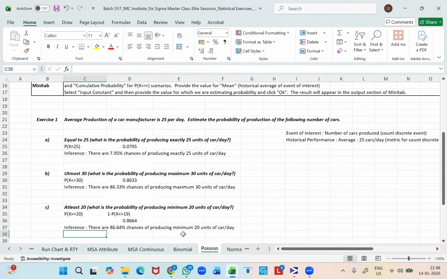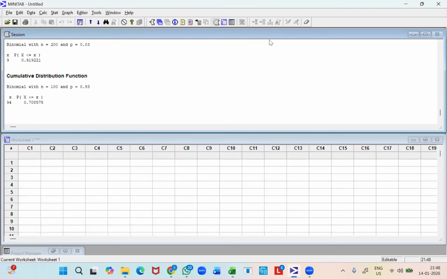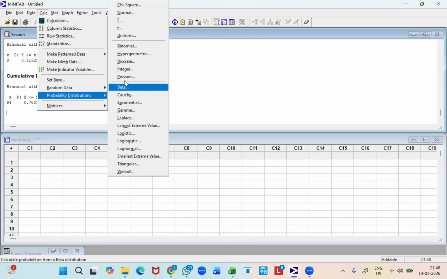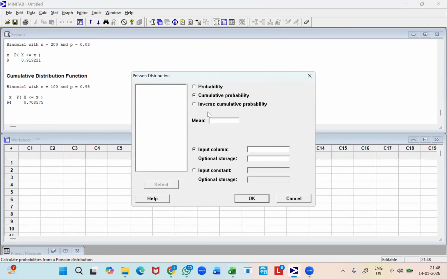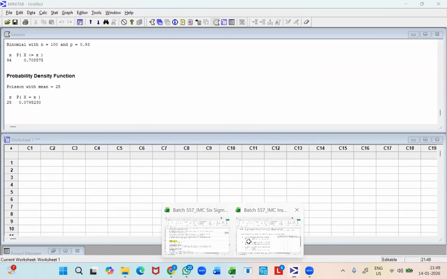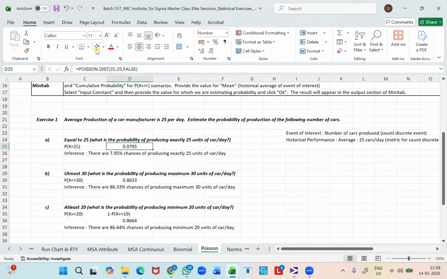Right? So if you want to solve this using Minitab, you can do so. So we need to again go to Calc and then choose probability distributions. And we need to click on Poisson in this list. Right? And for the first one, P of X equal to 25. So we need to choose the option probability and provide the historical average value here, which is 25. Choose input constant, and this is also 25. P of X equal to 25, so input constant also will be 25. So we get the value 0.0795. This is exactly what we got applying the Excel formula.